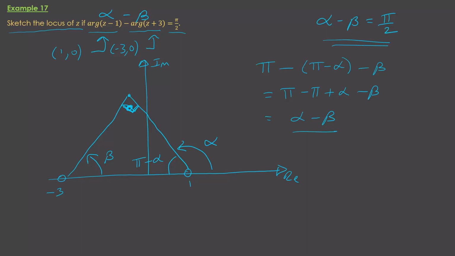Now, if we know that that's a right angle, from what we know of circle geometry, that means that point must lie on a semicircle with the endpoints at 1 and −3. And so the locus is actually going to be a semicircle going around between those two points.